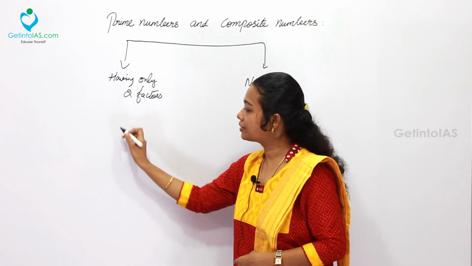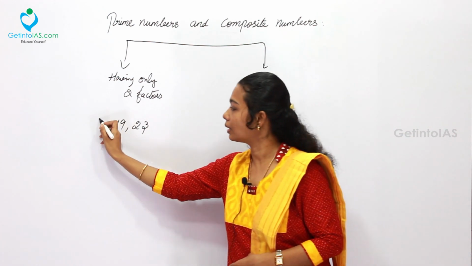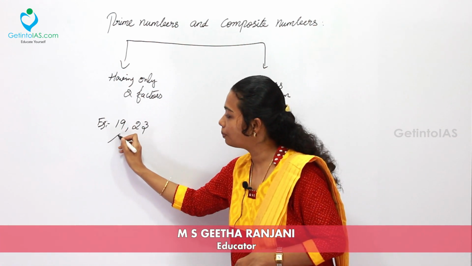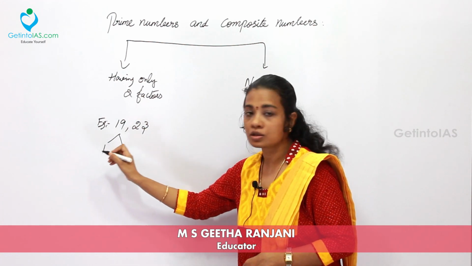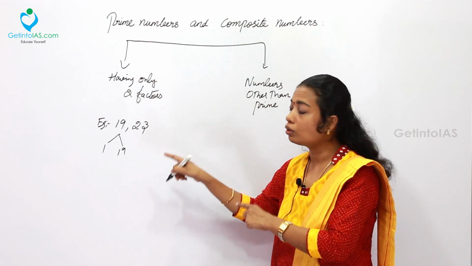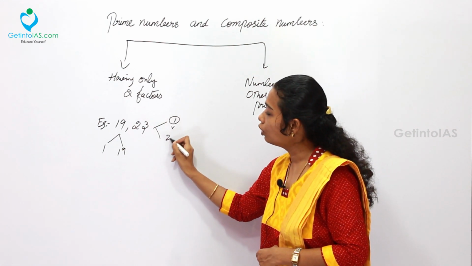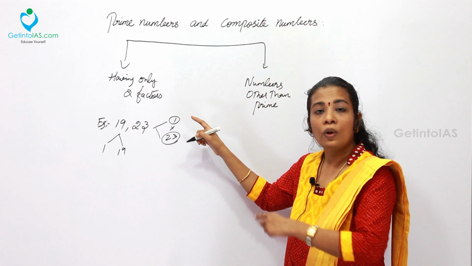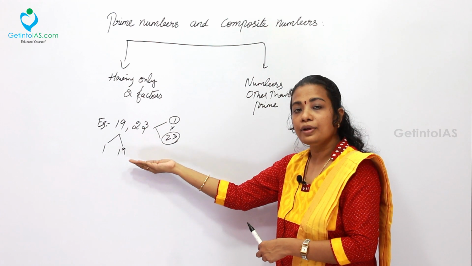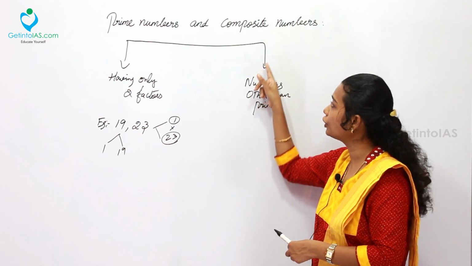Say for example, let's take the numbers 19 and 23. This is the example. 19 and 23 have just two factors. If you split out 19, you will be getting 1 on one side and 19 on the other side. 1 into 19 is only 19, no other factors for 19. While you are splitting out 23, you will be having 1 into 23. So only two factors we are having in both the cases. So these numbers are said to be prime, having only two factors. Numbers other than prime are said to be composite numbers.